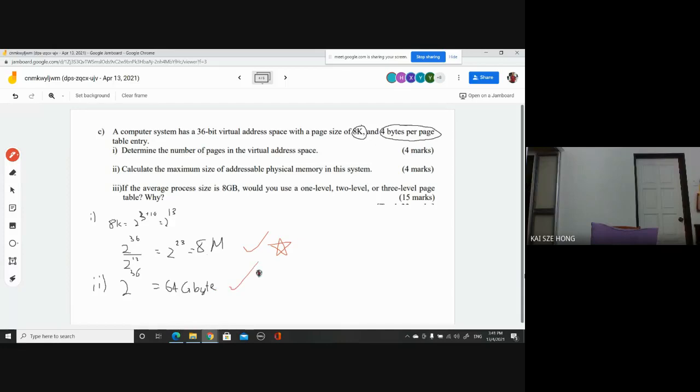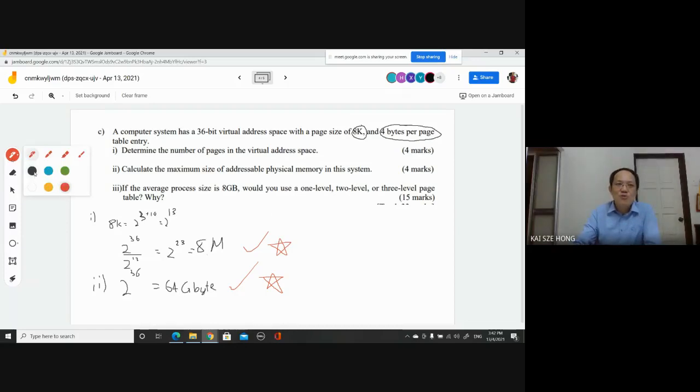The third one will be very tough, and you need to justify. Let's say you have an 8 gig process size, would you use a 1 level, 2 level, or 3 level page table? Why? Let's say your average process size is 8 giga. So would you use 1 level, 2 level, or 3 levels? This will require a lot of analysis. Without analysis, you won't be able to find out. And it's not only one answer. As long as you can justify, you will be given the mark.